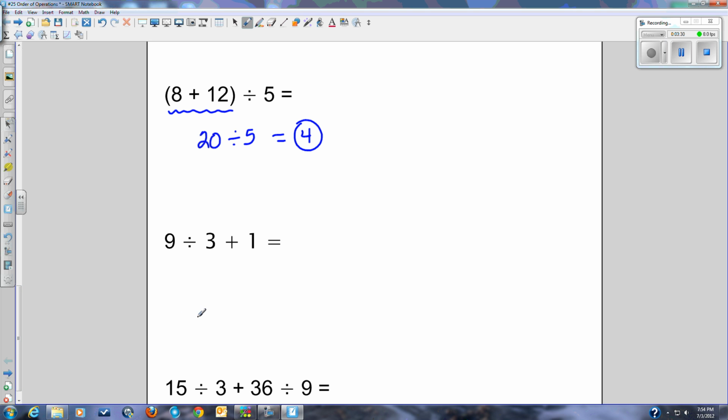Next, we have 9 divided by 3 plus 1. We have division and addition. Well, in PEMDAS, division comes first. So 9 divided by 3 gives us 3. And now we're just left with adding 1, which gives us 4.